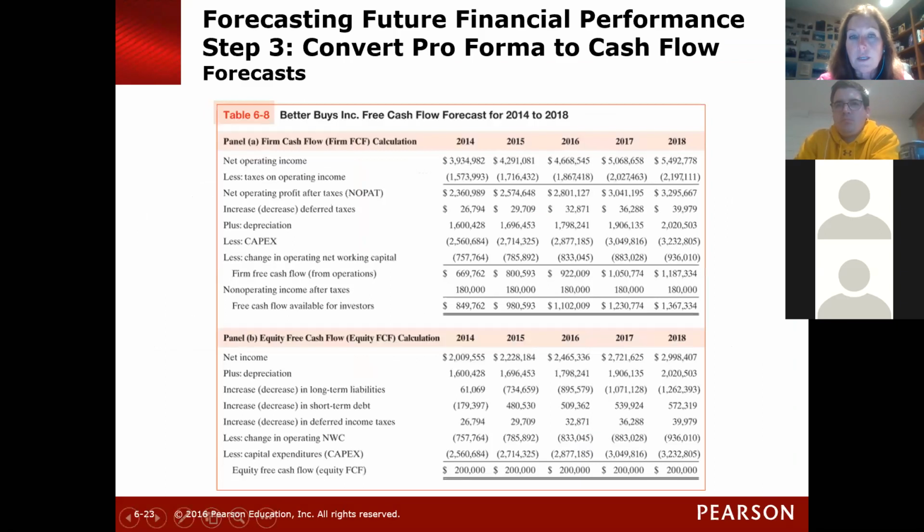Next step is converting your income statement and balance sheet into a cash flow forecast. So we're going to do the exact same thing that we did earlier. We want to take our net operating income, subtract out taxes on operating income. So if your tax rate's 40%, you're taking 40% of this 3.9 million to get to this 1.57 million. Okay, so that's going to be calculated. That gets you to NOPAT. Look at the change in your deferred taxes over time. If they increase, that's a source of cash. Add back the depreciation that you calculated in your pro forma.